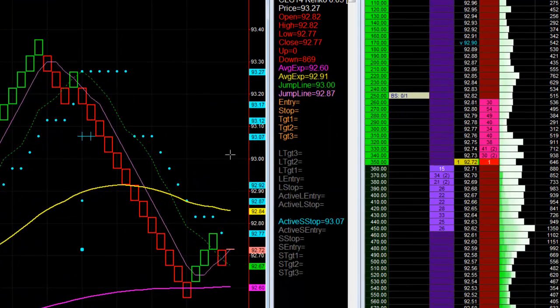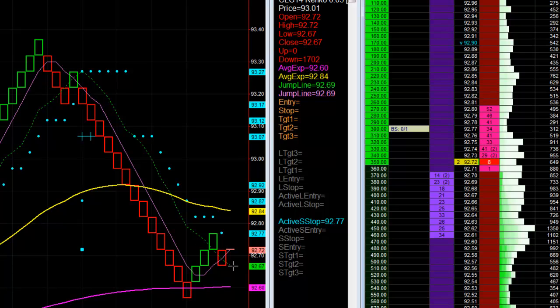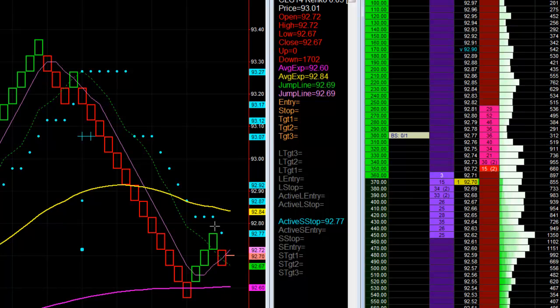You can see the stop move down, look, to 77. So it looks like we're getting closer to possibly stopping out. Notice the stop came down. That's because of the green dotted line coming down. And as the bars close below the green dotted line, the stop will move down. Notice on this bar, the stop did not move down, and that's because the bar closed above the green dotted line. We call that the jump line.